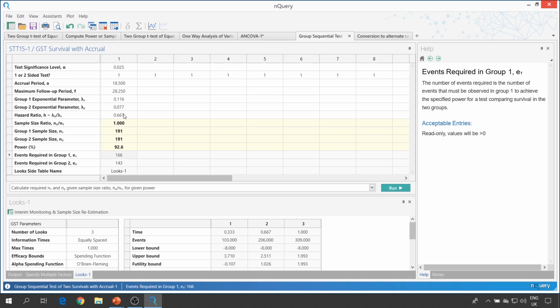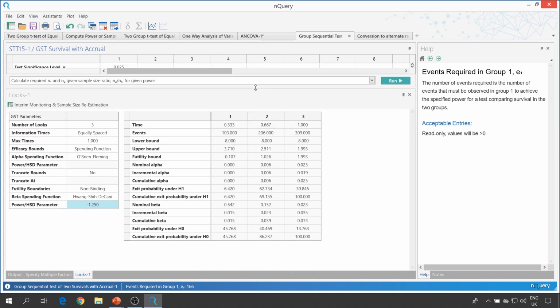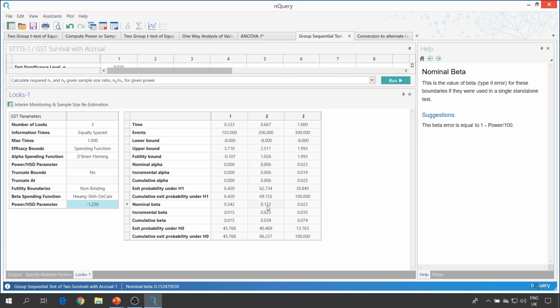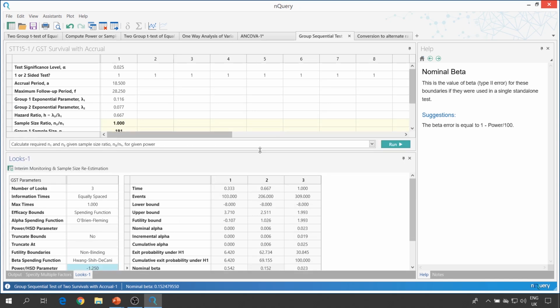But the thing you're going to get back here is that if the interim evidence, say the Z statistic at the second look, after 206 events occur, which is less than 282, was greater than 2.511 or less than 1.026, then that would mean that you'll be able to stop early. So that means if your significance level, using nominal alpha here, was less than 0.006, or if it was more than 0.152, you would be able to stop the trial early, either for futility if it's above 0.152, or for efficacy if it's less than 0.006. And so those are the values you get here.